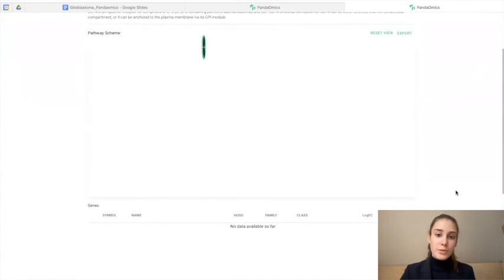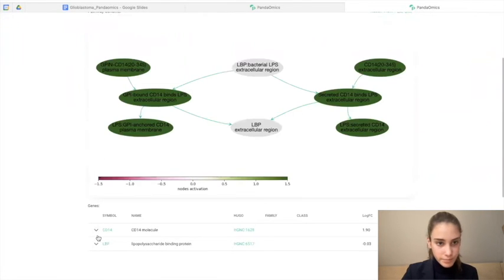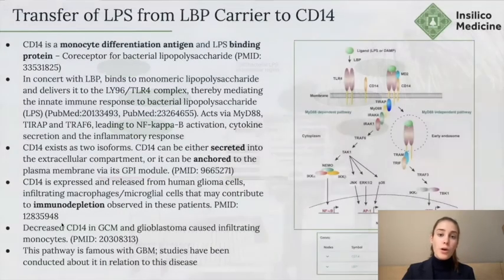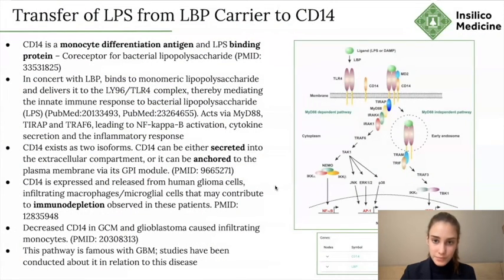The 2 genes in this pathway are CD14 and LBP. And CD14 is a monocyte differentiation antigen, while LBP is a binding protein. CD14 has 2 isoforms, one of which is secreted in the extracellular compartment, while the other is anchored to the plasma membrane via its GPI module. This gene is expressed and released from human glioma cells and infiltrates macrophages, which may be observed as immunodepletion in patients. In other words, this pathway is related to concealing cancer cells from immune cells.